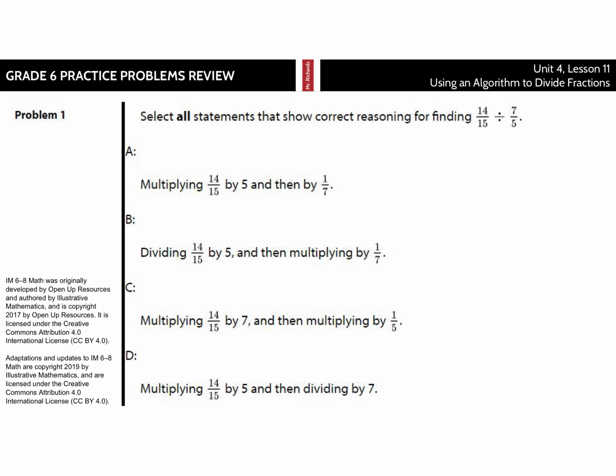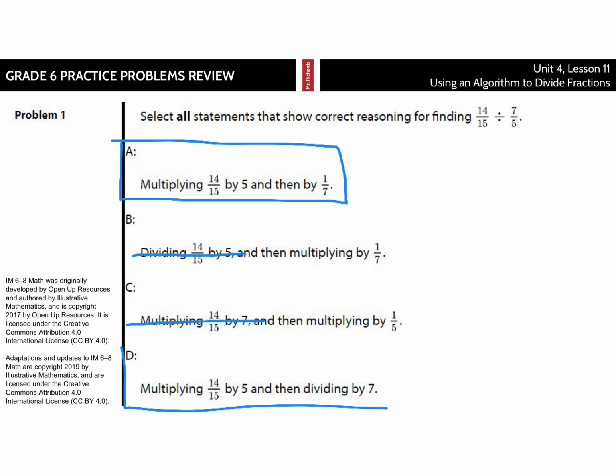A says multiplying 14/15 by 5 and then by 1/7. That does work. Dividing 14/15 by 5? Nope. Multiplying 14/15 by 7 and then, nope. And then multiplying 14/15 by 5? Good so far. And then dividing by 7? That is absolutely true. As we see here, multiplying by 1/7 is the same thing as dividing by 7.